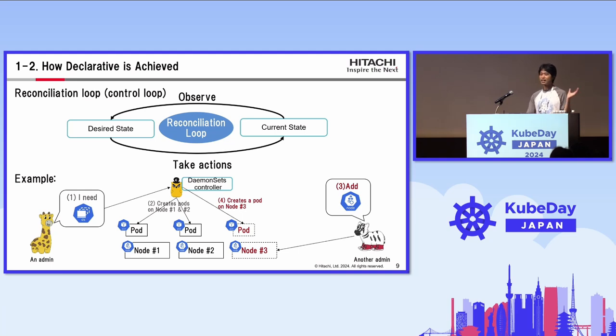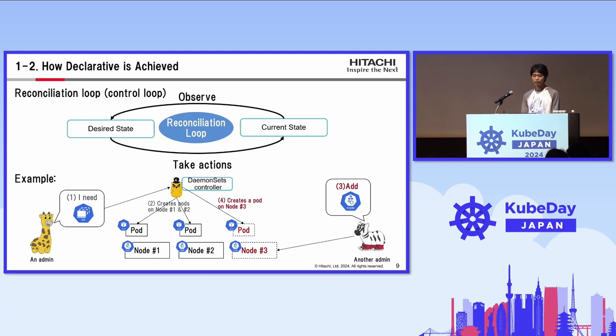Z, as another admin, was told by a user that the cluster resource is not enough, so she requests to add a new node. Captain Container keeps observing the nodes and notices that there is a new node, node 3, so he creates a pod for the daemon set on the node.